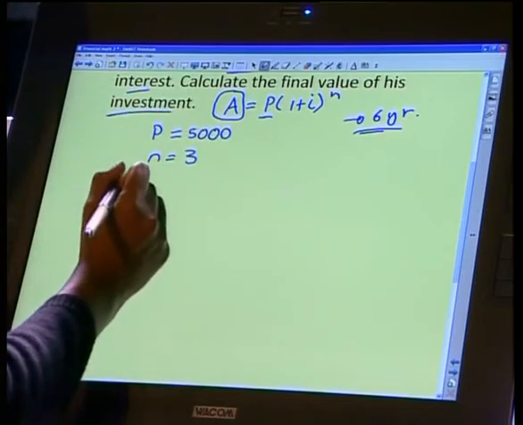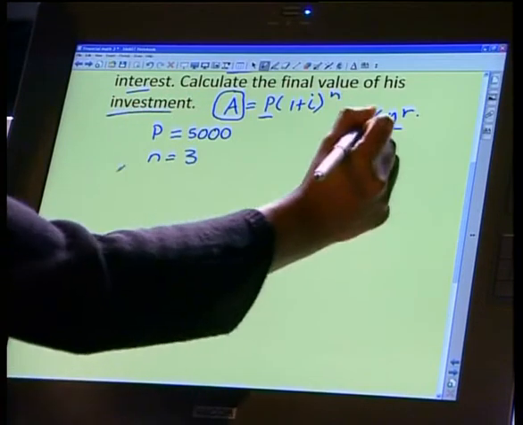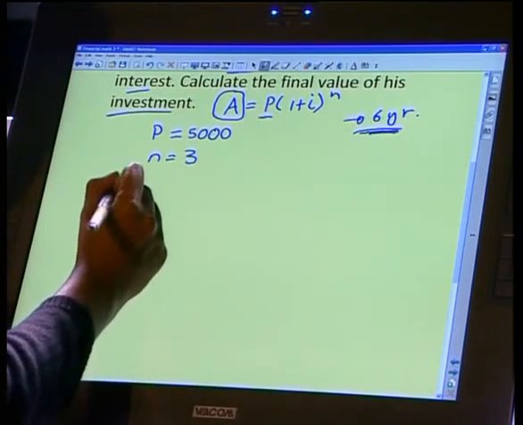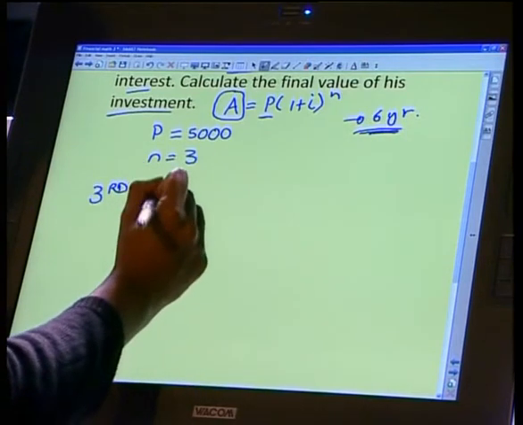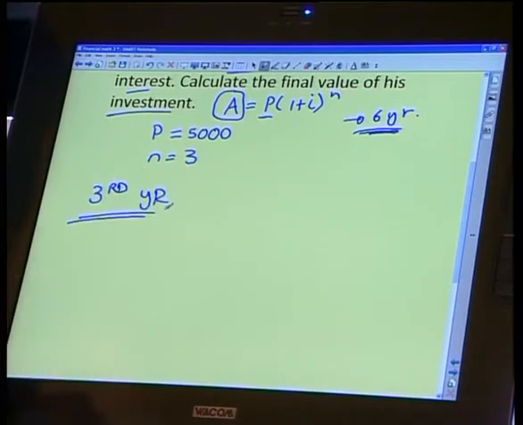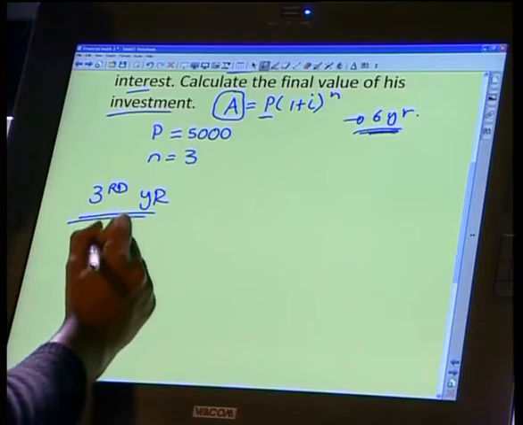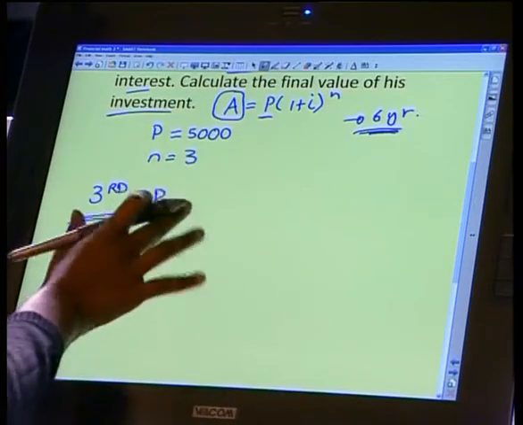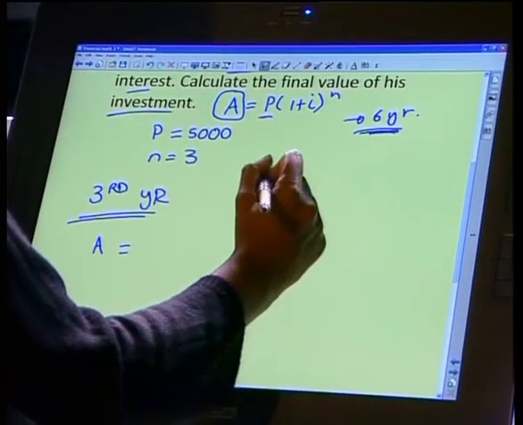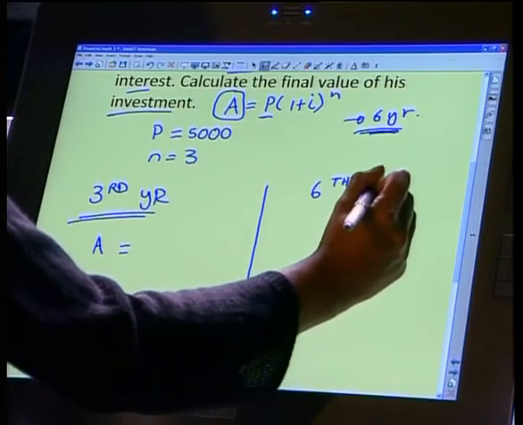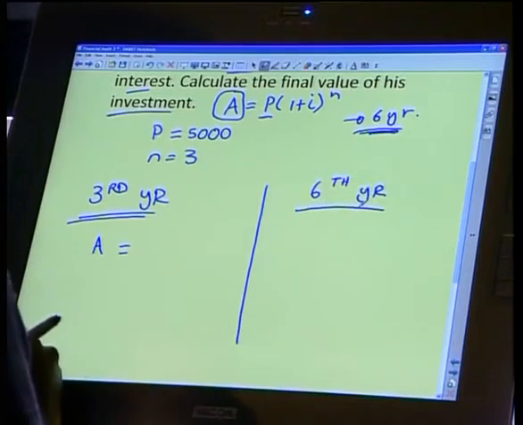So if I want to find out what's going to happen at the end of the 6th year, I first look at what's happened at the end of the 3rd year. So we're breaking this question down into two parts. We're going to first look at the 3rd year, and then in the second part, we will look at what happens at the end of the investment, which is the 6th year.